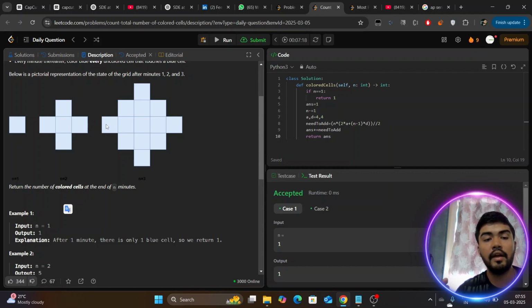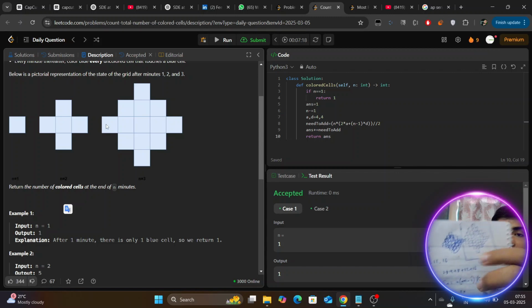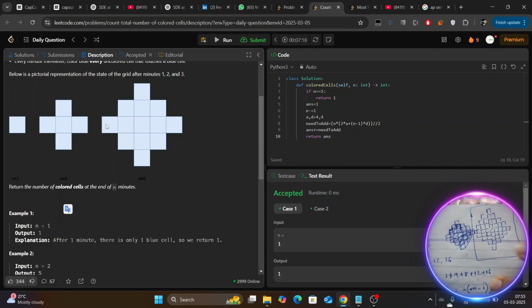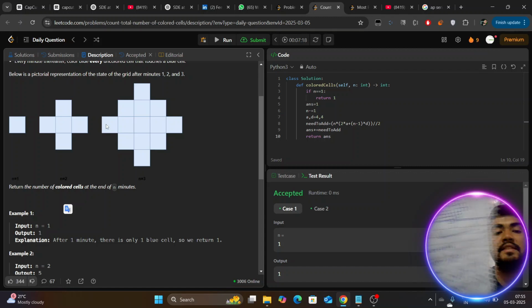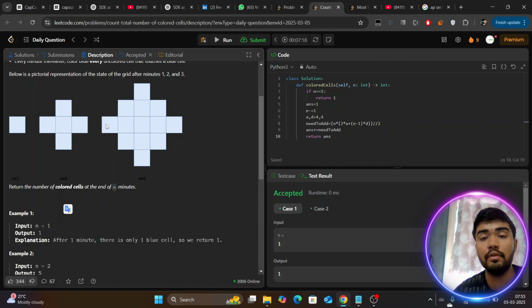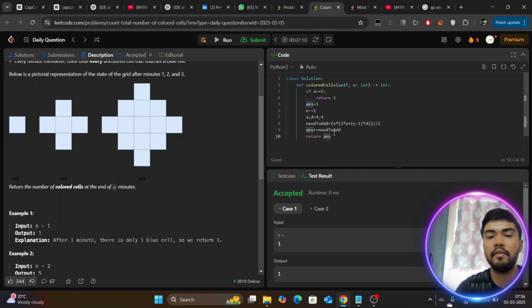And if you draw for n equals 5, then this grid looks something like this. So for n equals 5, the extra cells we are going to add are 16 new cells. Now, if we draw for n equals 5, then at that point you have that understanding, and you can get the formula very well.